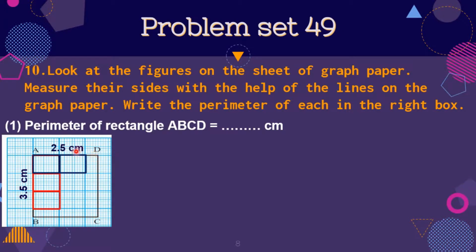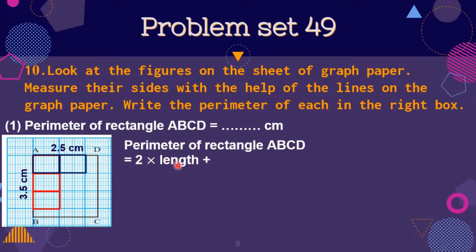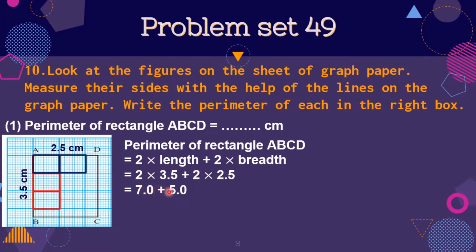Now we know the length and breadth of given rectangle. So let us find out its perimeter. So we write perimeter of rectangle ABCD is equal to 2 into length plus 2 into breadth, which is equal to 2 into 3.5 plus 2 into 2.5, which is equal to 7.0 plus 5.0, and that is 7 plus 5. So we get the perimeter of given rectangle ABCD is 12 centimeter.